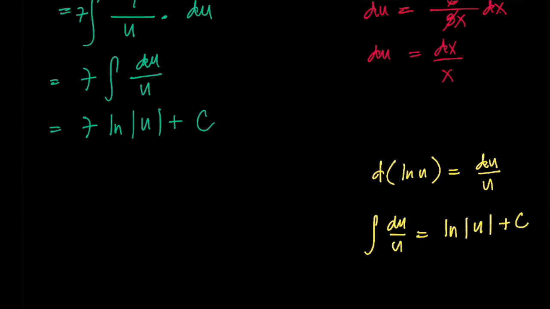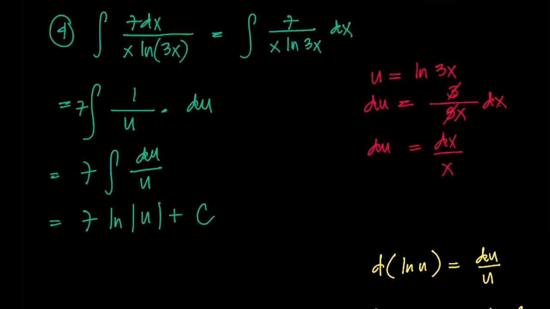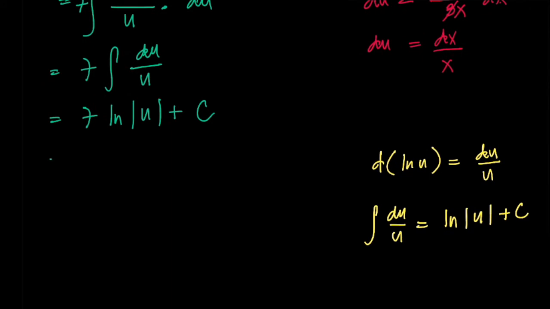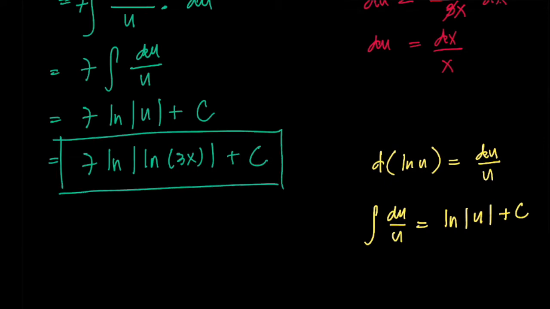plus c. Pero yung u is what? Is equal to ln of 3x. So, pwede natin siya i-simplify pang 7, the natural logarithm of 3x plus c. And this is now our final answer.